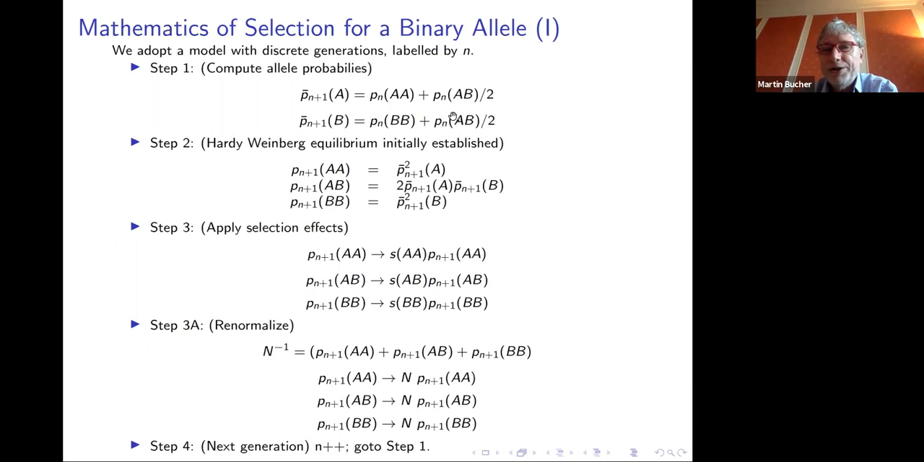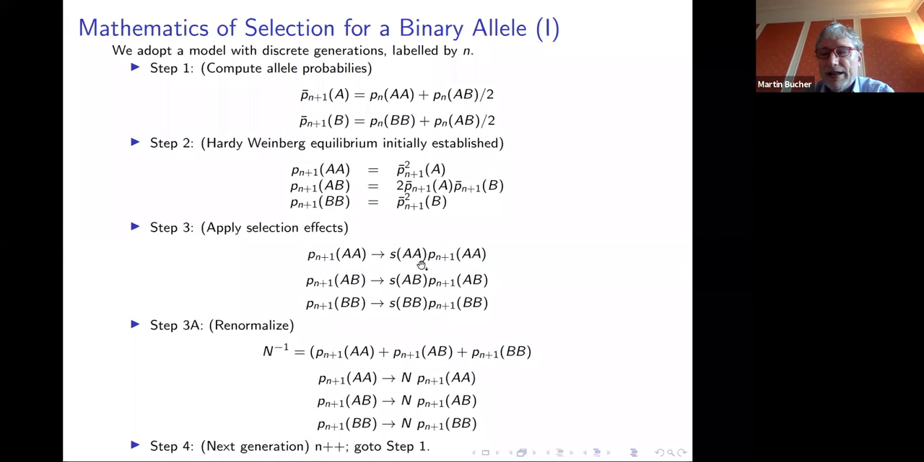So what do we do? Well, we assume there's a large population and that people, when they choose their partners, don't know what their trait is, so it's completely random. So you get in the next generation what would be Hardy-Weinberg equilibrium. And then we apply these selection effects.